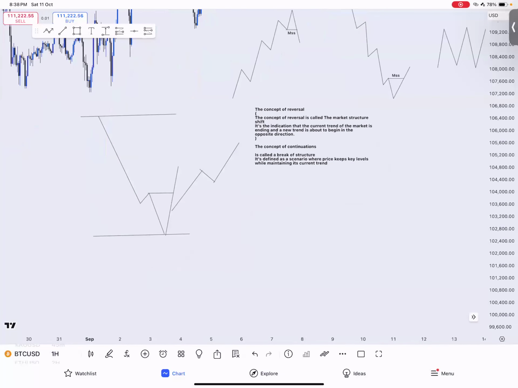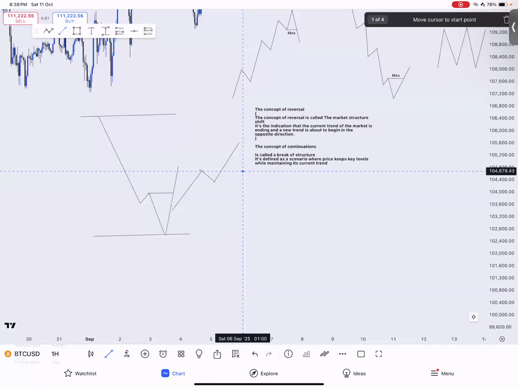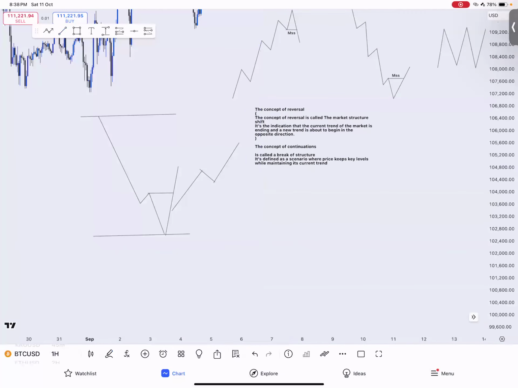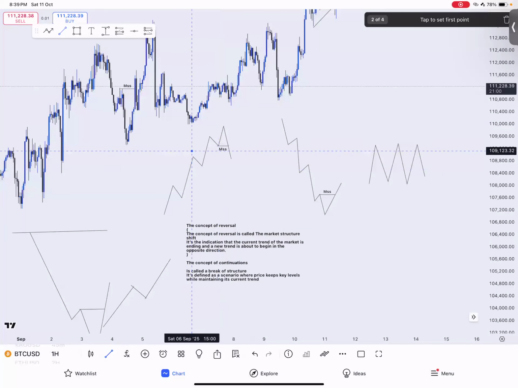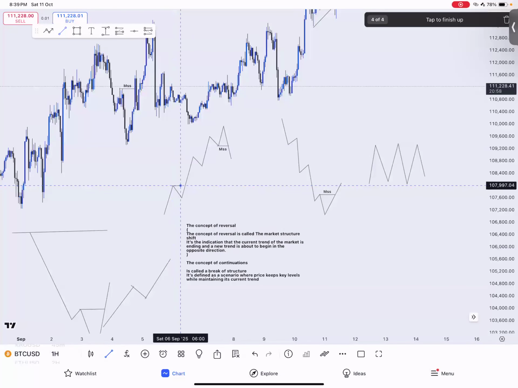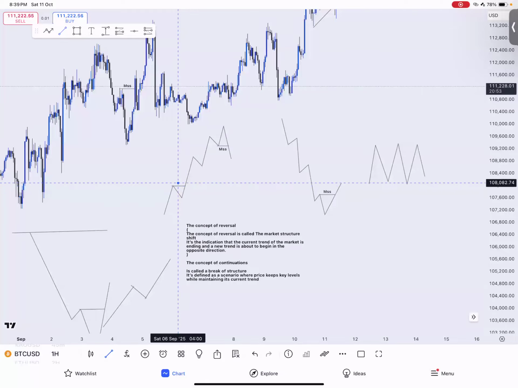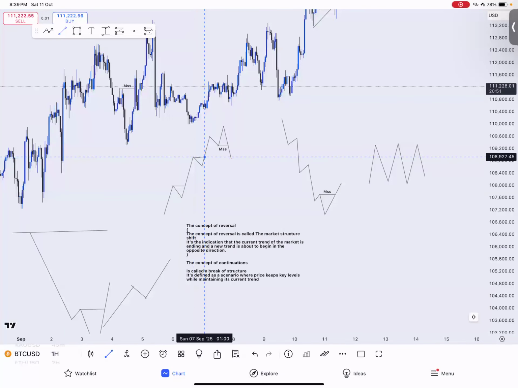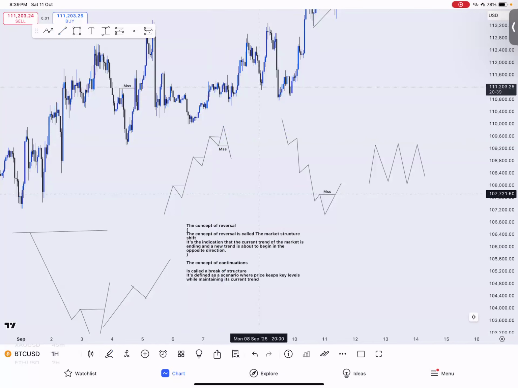Breaking key levels means something like this. A key level can be a resistance level, a support level, a high or a low. You see this thing here that you just saw, the market giving us higher highs and higher lows. The moment price breaks this high, which is a key level, what just happened here is a break of structure. The moment price also breaks this high, which is also a key level, what just happened here is another break of structure. The moment price breaks this high, which is also a key level, what just happened here is another break of structure.